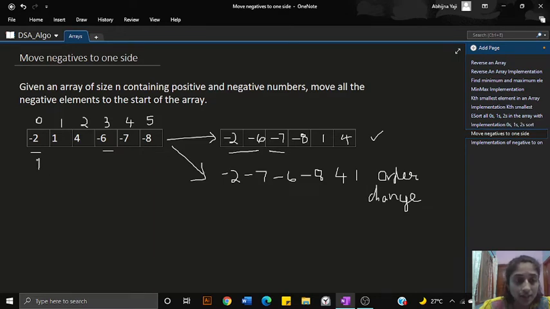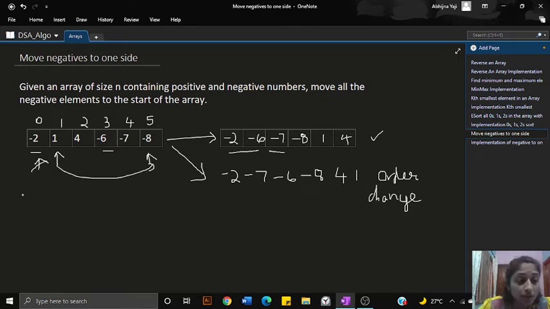Okay, first I'll keep one pointer here at the start, one at the end. As soon as I see this is a negative, I don't have to do anything. I move my pointer to this. Okay, I see this is a positive and this is a negative. As soon as I see a positive on the left side at the start and a negative on the right side, which is at the end, I'm going to swap it.